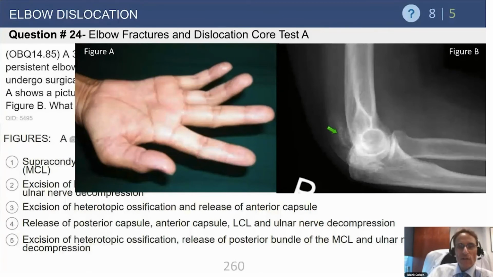You see here there's heterotopic ossification. It was mentioned earlier, but heterotopic ossification involves the formation of mature lamellar bone in inappropriate locations. It's a fascinating topic.